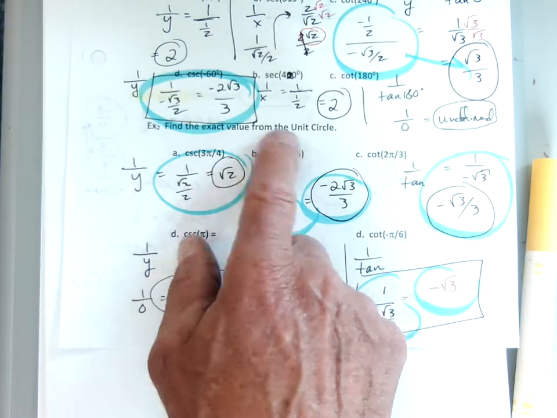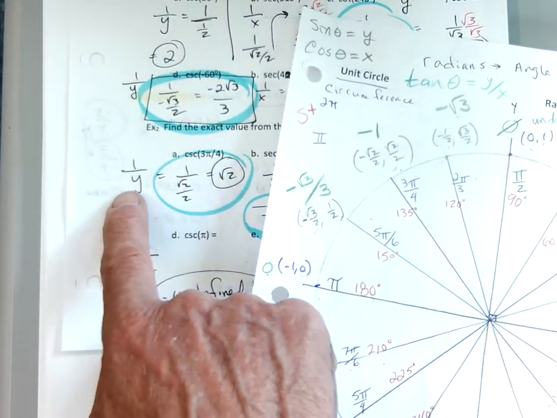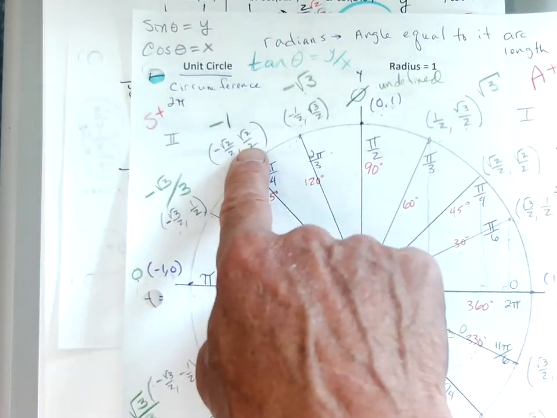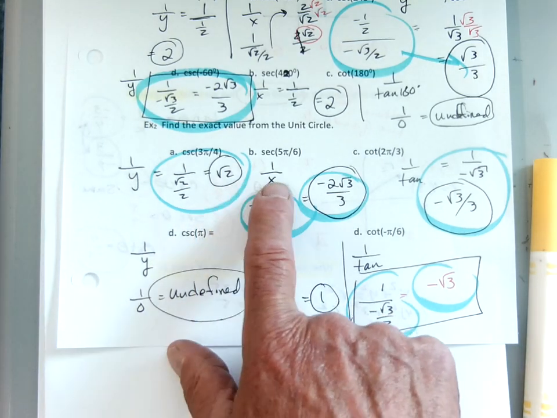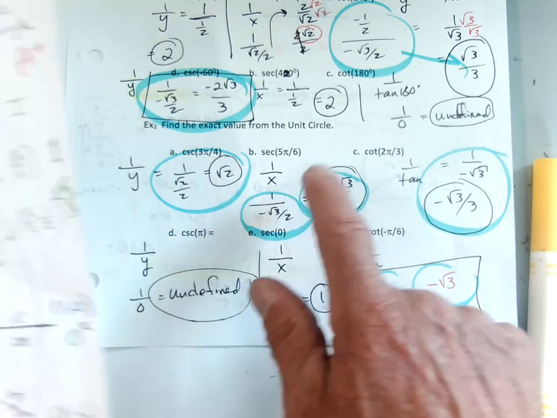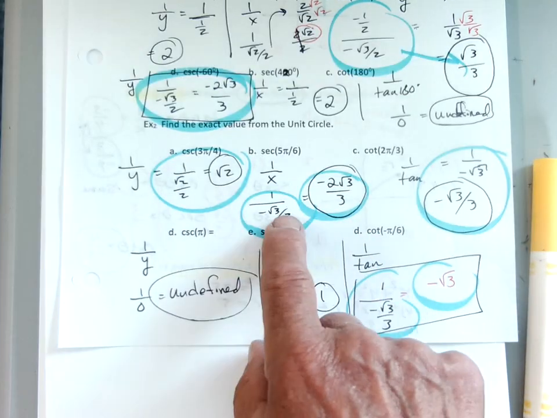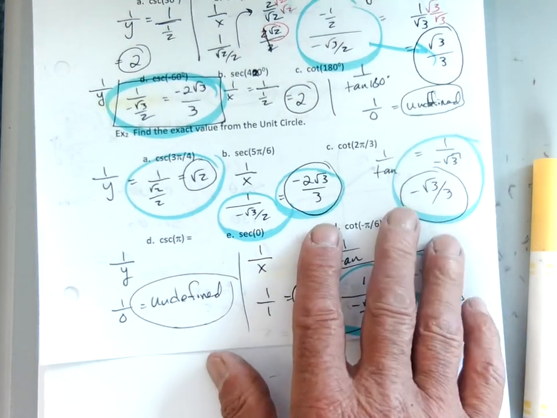Okay, then radians, same things, just have to find that on the unit circle. 3 pi 4 is here. I'm looking for the cosecant, which is 1 over the y. 1 over square root of 2 over 2, which we have done already, becomes just plain old square root of 2. Secant, which is 1 over the x. I got a 5 pi 6. 1 over the x is 1 over negative square root of 3 over 2, which we rationalize and change to negative 2 square root of 3 over 3.